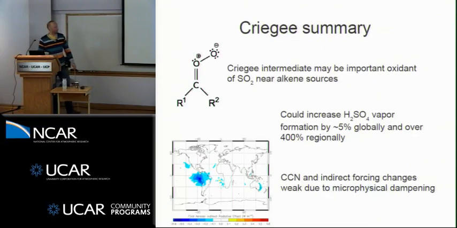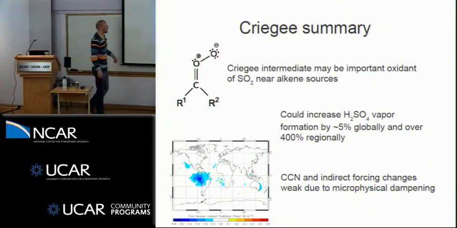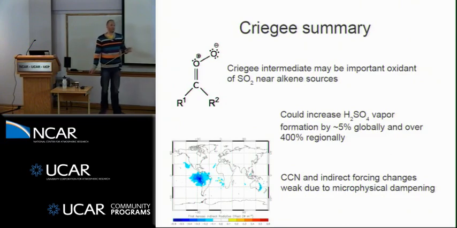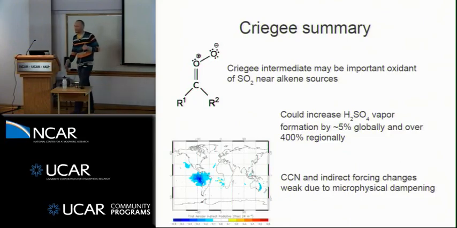So just to summarize this part, the Criegee intermediate can be an important oxidant of SO2 near alkene sources. It can increase the sulfuric acid vapor formation by about 5% globally, or over 400% in the middle of the Amazon. But the CCN and indirect forcing changes are really weak due to microphysical dampening, and the fact that the changes are only happening in small regions of the globe, and most of the globe doesn't have any influence from this.